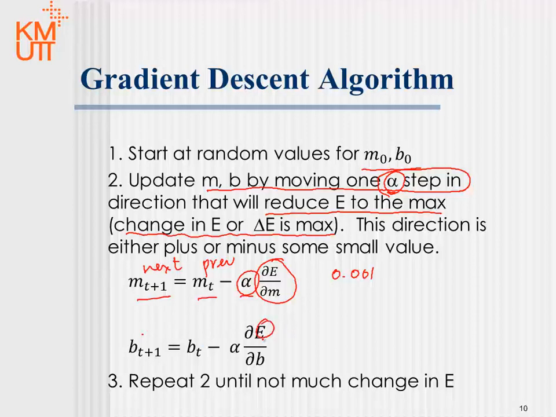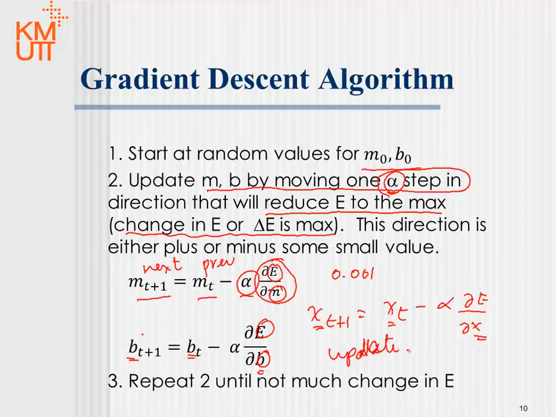Similarly, for B, it's dE over dB. So notice that for M, it's dE over dM. For B, it's just dE over dB. So for anything, this is generic. It can be used for anything. So if you want to write x at t plus 1, for gradient descent, you can just say, okay, it's x minus alpha dE over dx. So x, x, x, b, b, b. So this is pretty much the update rule. This is called the update rule for gradient descent.